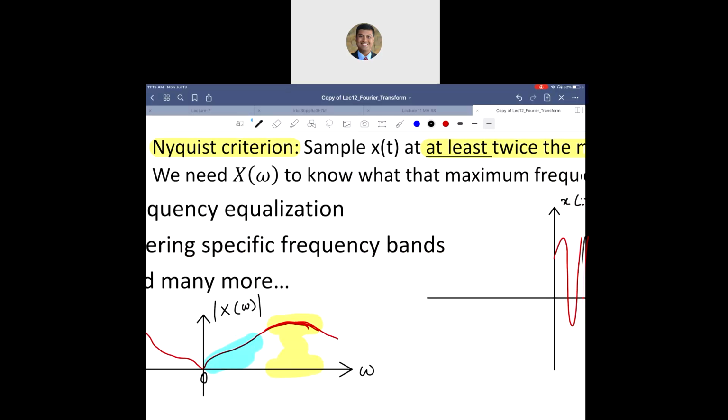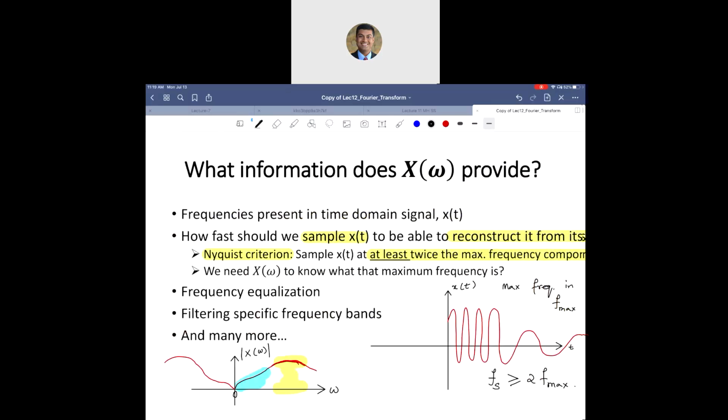In terms of a figure, let's take a look at this. If my X of omega went like that, right, and it became 0 here, that would be omega max, right? That's the highest frequency. And from omega max, I can get f max. How? I just divide it by 2 pi.